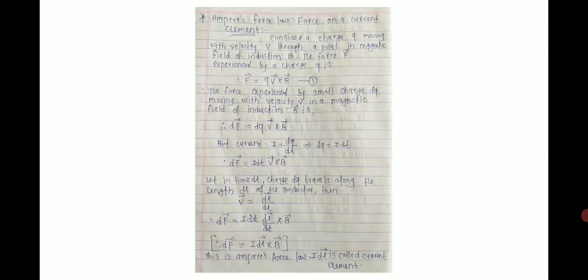Before that point, magnetic interaction between two current loops, first let us see the Ampere force law, that is the force on a current element, because this Ampere's force law will be used in the next point, that is the magnetic interaction between two current carrying loops. Let's see the Ampere force law. Let us obtain the expression for Ampere force law.